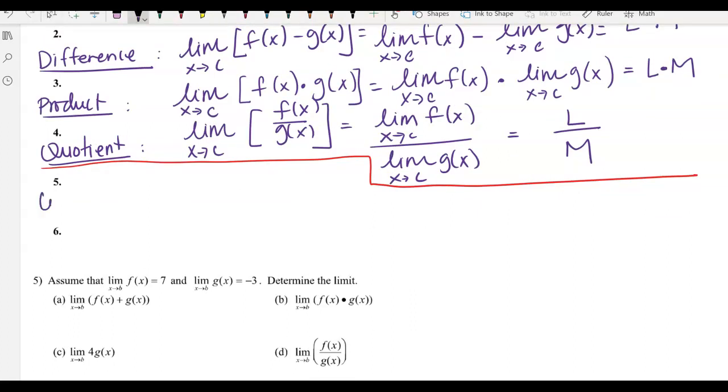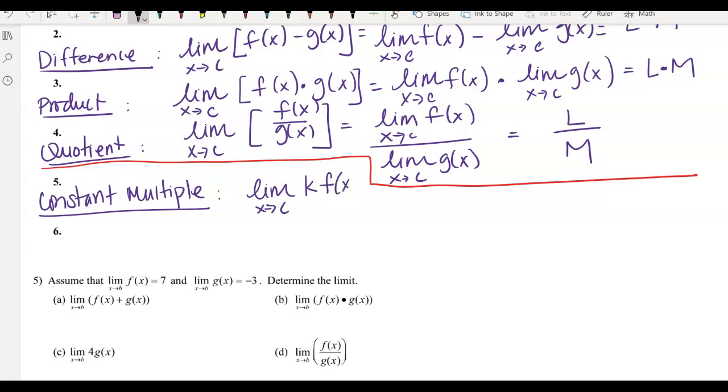All right, constant multiple. If we have the limit as x approaches c of some constant, let's call it k, times the function f of x, it is the same thing as saying take out the k, do the limit as x approaches c of f of x. Once you get the answer, then you multiply by k.